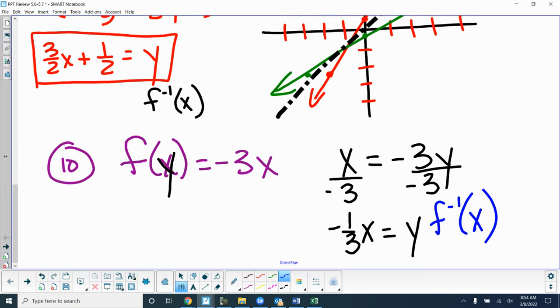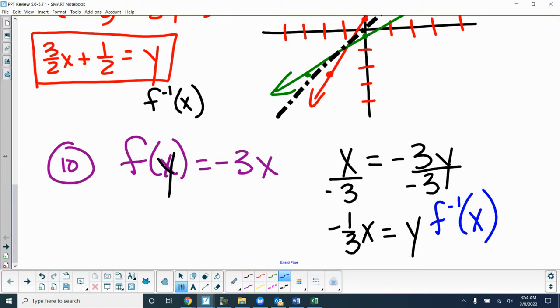Okay? Any other questions about inverses? All we're doing is switching x and y and solving for y. Alright, those are the types of problems we'll do from this section. I'm not gonna worry about the graph part.